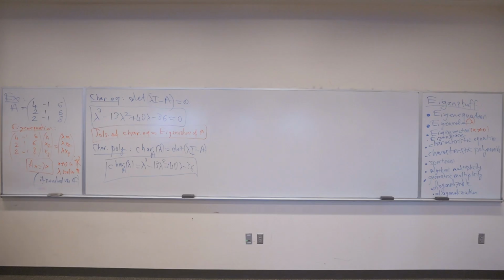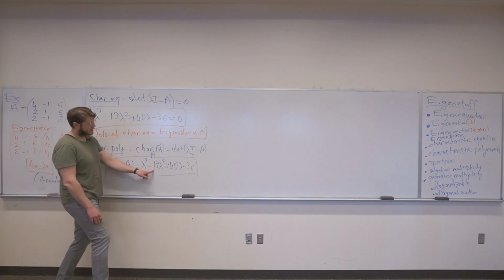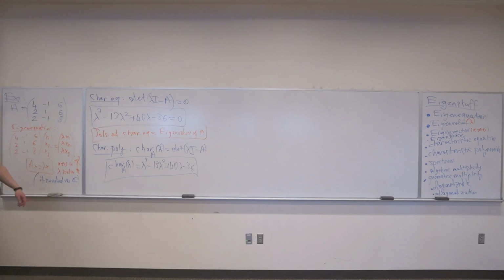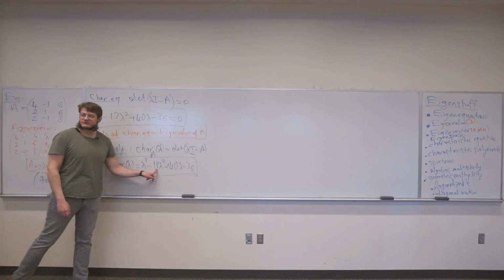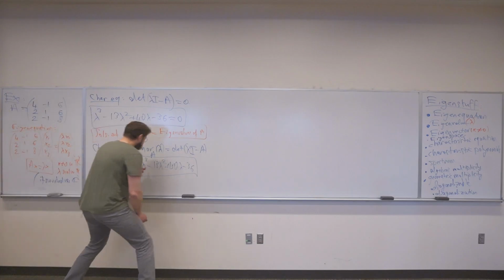So for instance, let's do some numerology. If you were to look at the number next to lambda squared, well, it is minus the trace. Remember, the trace of a square matrix was the sum of the diagonal entries. That's an important thing. What is the trace here? 13. So here you get minus the trace. This is not coincidental.